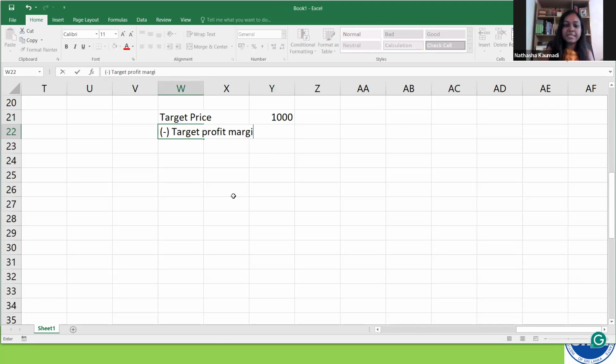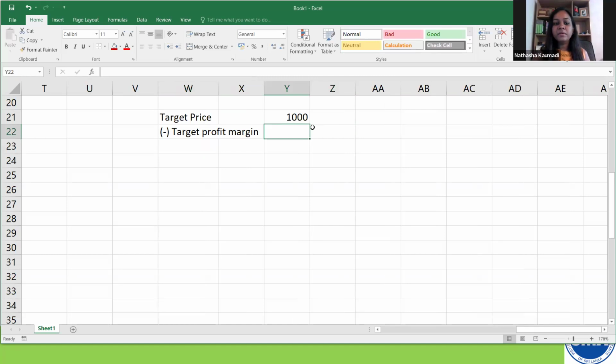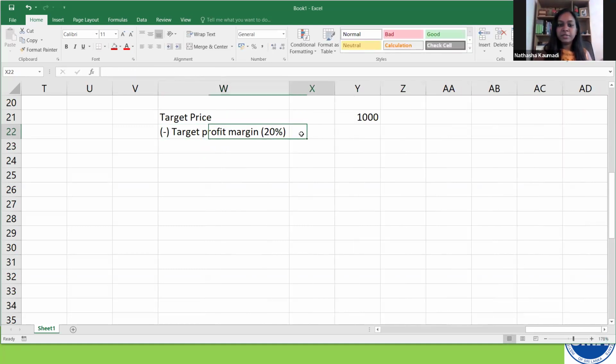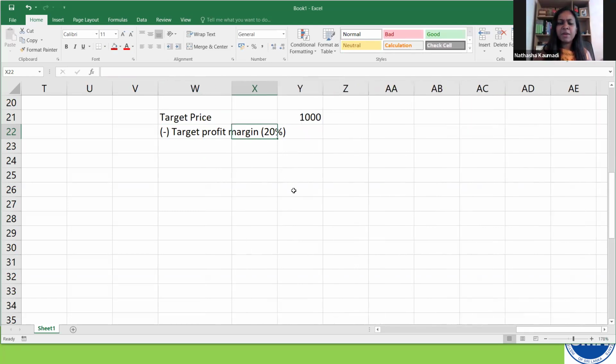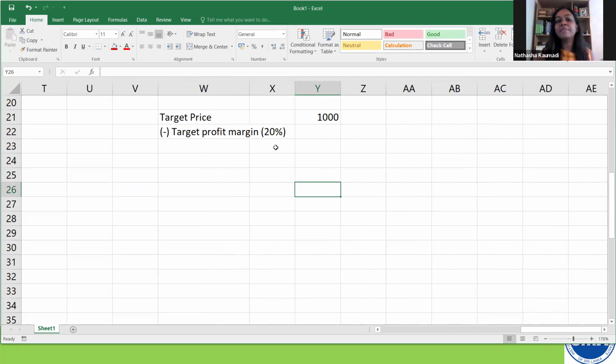That means your company has decided that whatever price we sell our product at, you need to have a 20% markup, 20% margin, I would say, okay? 20% profit margin. So what would be the 20% profit margin? What is the difference between margin and markup? Markup means profit based on the cost. Margin means profit based on the selling price, right? Profit based on the selling price.